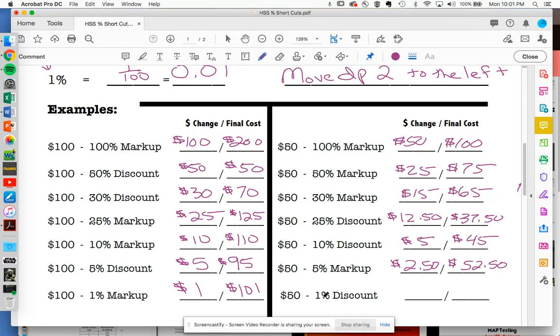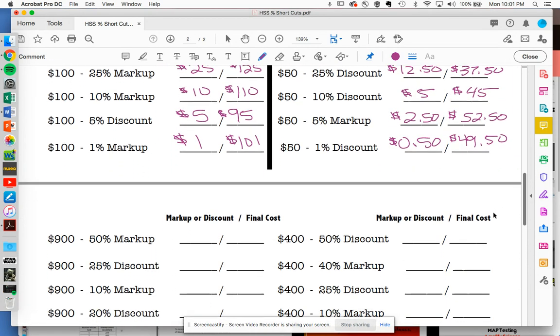If by chance they offered a 1% discount, sometimes businesses do that. Hey, if you use this or do that, you save 1%. Well, 1% of $50 up here, it says, move my decimal point, 1, 2. So that would be 0.50. That's 50 cents. It's a discount, so I take that away from 50, and I would get $49.50.